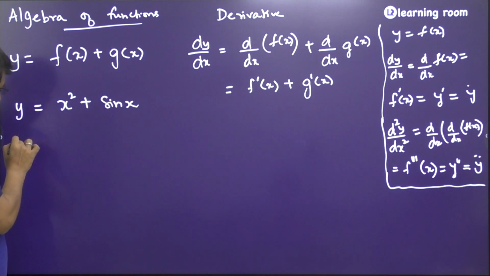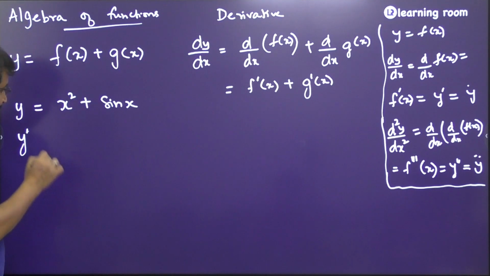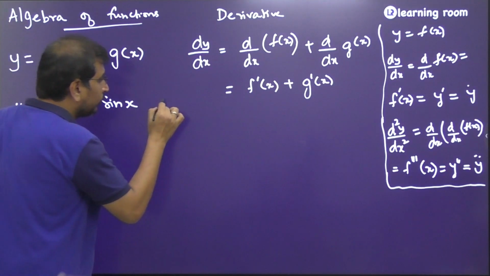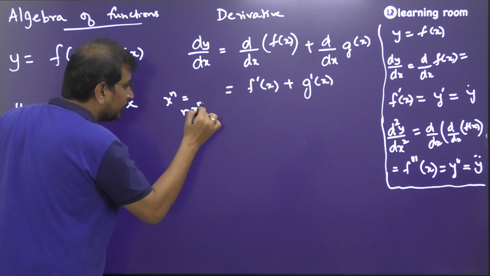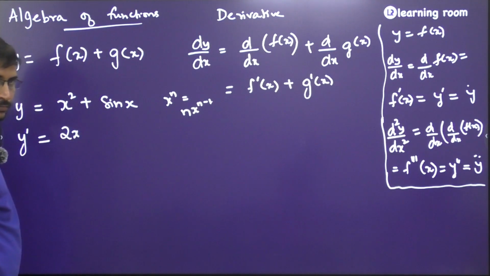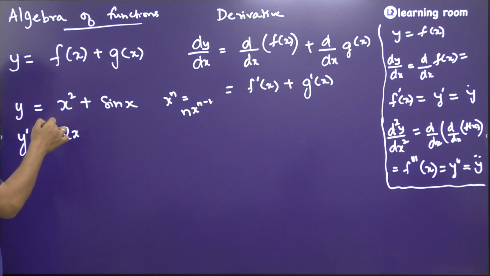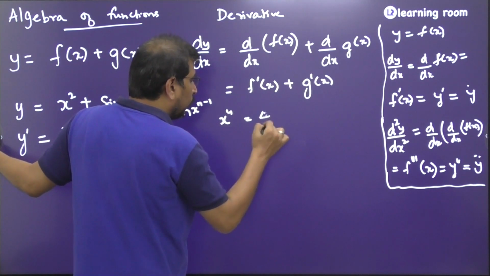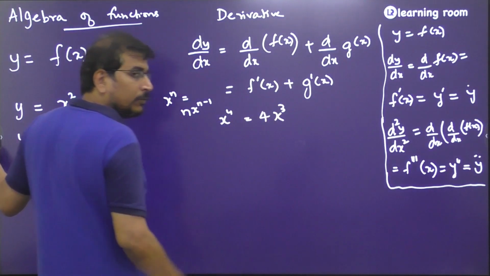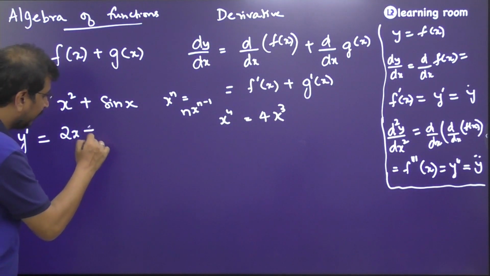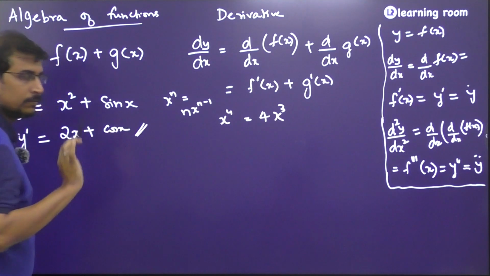So dy by dx, y dash, is equal to, what is the derivative of x square? How did we get the 2x? Because for x power n, it is n into x power n minus 1. N is 2, x power n minus 1, 2 minus 1 is 1. So basically, you put that number here and decrease the power by 1. I'll tell you a shorter way. Suppose it is x power 4. Put the number there, write x and decrease the power by 1. So 4x cubed. It is going to be 2x plus, what is the derivative of sin x? That's all you need to do.